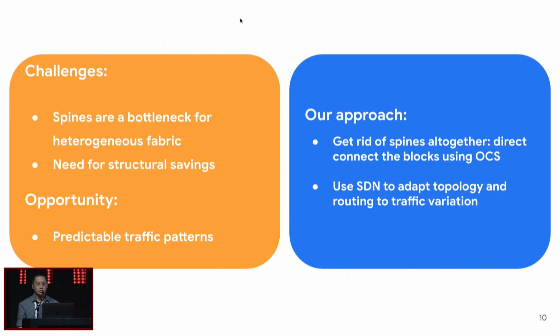Taking these challenges and opportunities together, namely spines becoming bottlenecks for heterogeneous fabrics, the need for structural savings, and the prospect of leveraging predictable traffic patterns, we responded, as I've described earlier, by re-architecting our Jupyter fabric into a direct connect mesh enabled by OCS and SDN-based topology and traffic engineering.